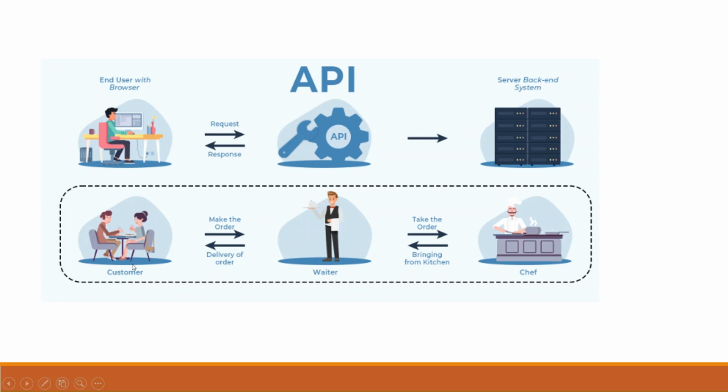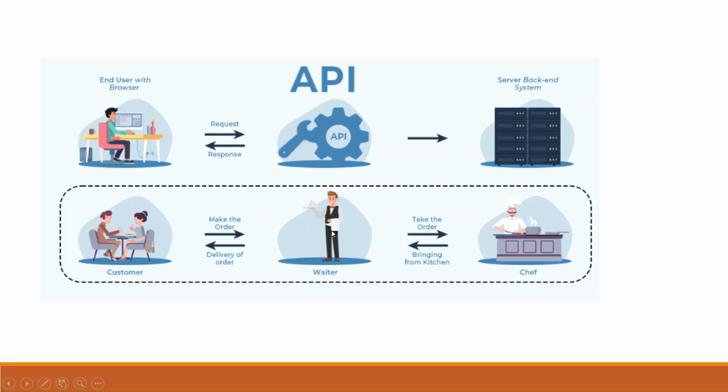What the customer will do is make an order first. Then the waiter will come and take the orders. Whatever the orders are, he will take them, note down all the things, and go to the chef. Then the chef will prepare the food according to what the customer needed, and it will be delivered to the customer, right?